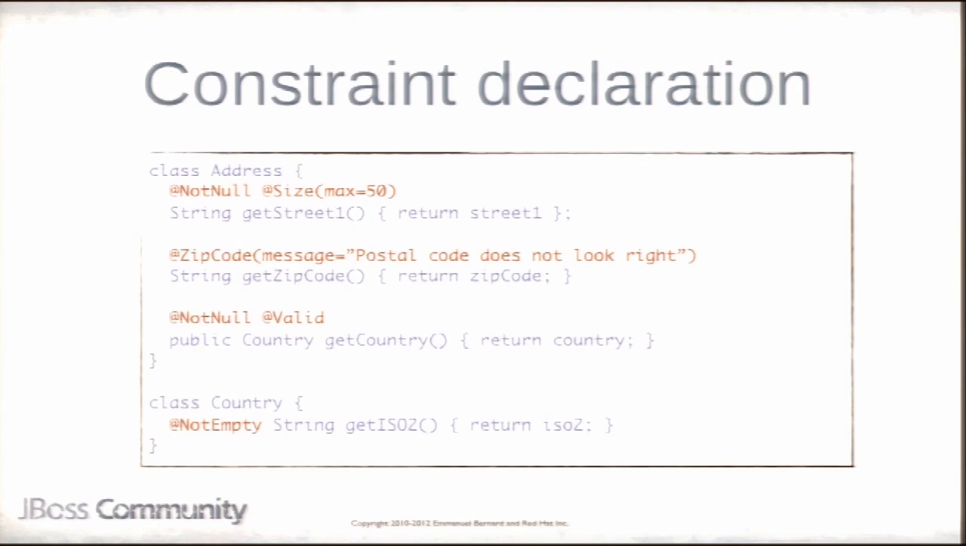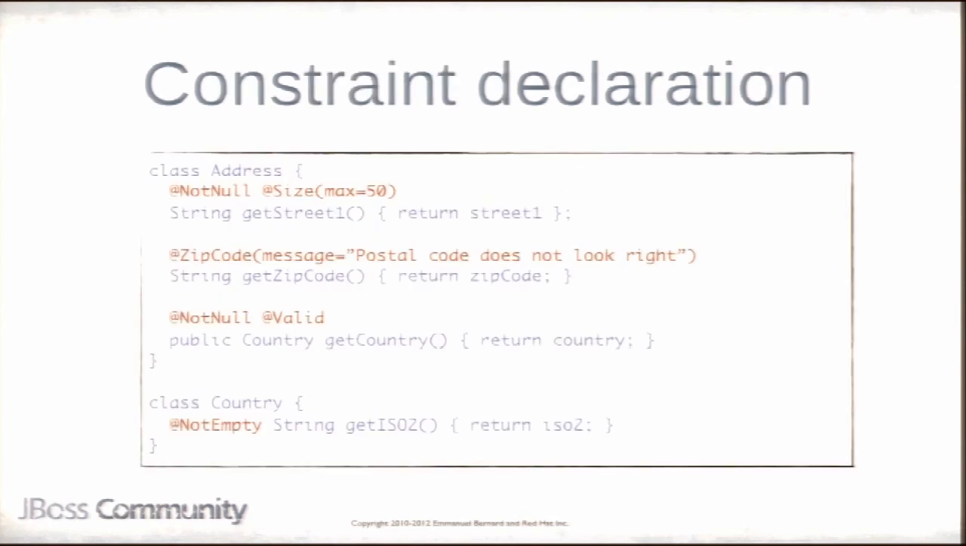There's another one here, @Valid. It means that when I'm validating address, I'm also validating the country. So I'm cascading the validation from the address object to the country object. So when I get the list of errors, the list of constraint violations, I'm getting the ones from address and the ones from country.